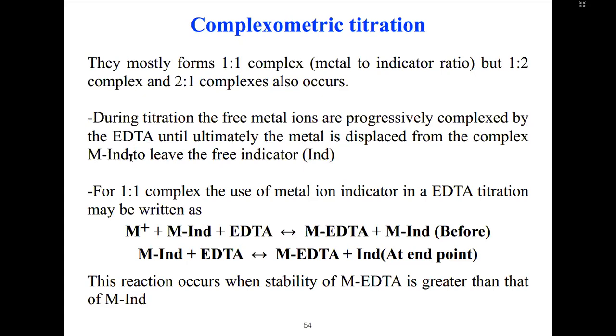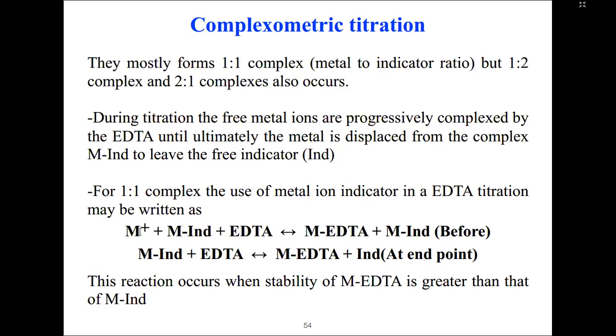Since you are adding a very small amount of indicator, the indicator will bind with metal to form the metal-indicator complex. As you keep adding the EDTA from the burette, the EDTA will first react with free metal. It keeps reacting until no free metal exists. Then afterward, the added EDTA will react with the metal-indicator complex. So the EDTA will replace the indicator from the metal-indicator complex. That will leave the free indicator.